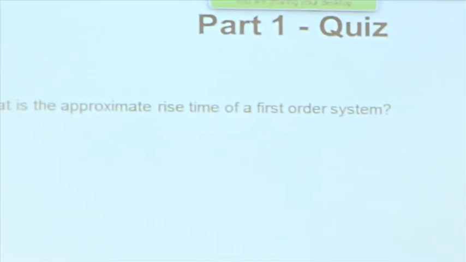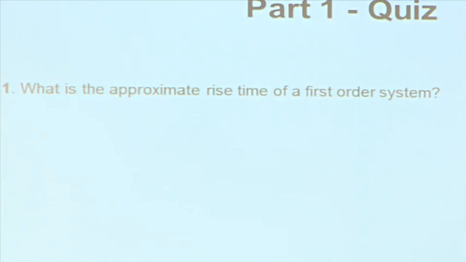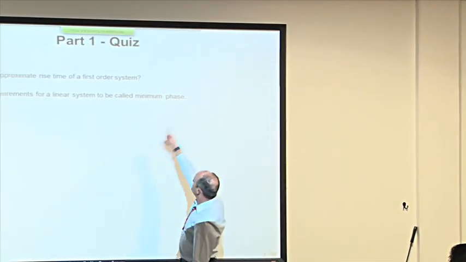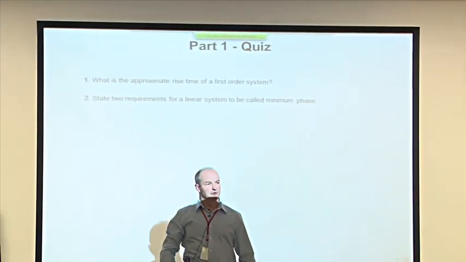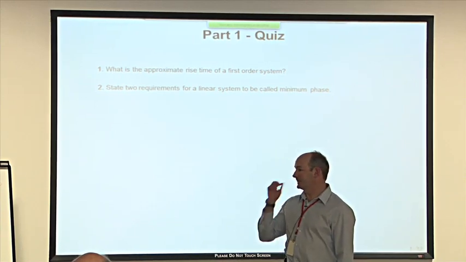First question, what is the approximate rise time of a first-order system? 2.2 time constants, 2.2 tau. Thank you. Can you state two requirements for a linear system to be called minimum phase? Well, there are actually 4 of them. I'll take any 2.